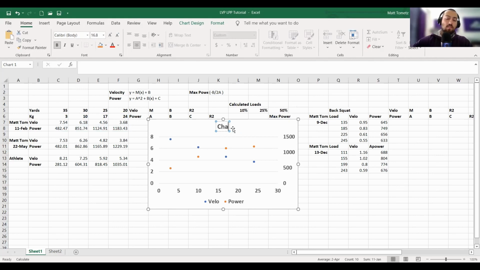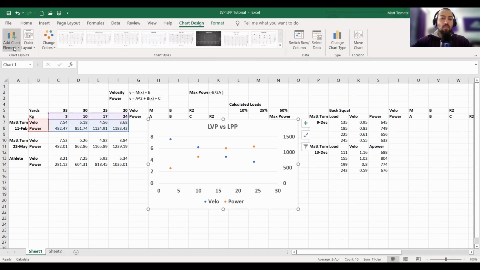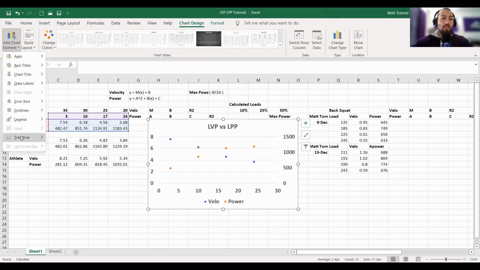I'm going to change this. Let's say LVP versus LPP, load velocity profile versus load power profile. Let's add our trend lines.